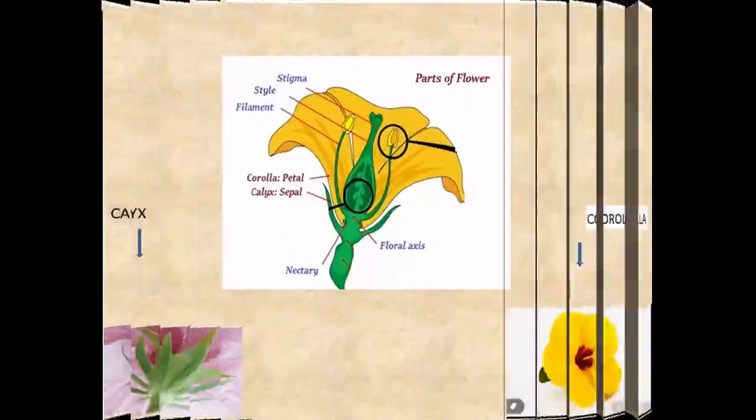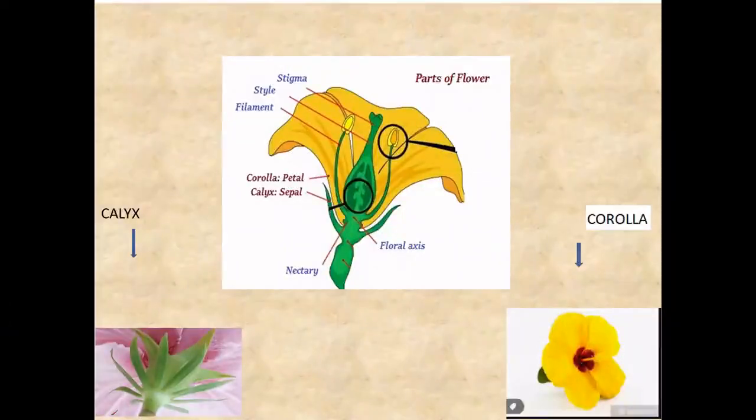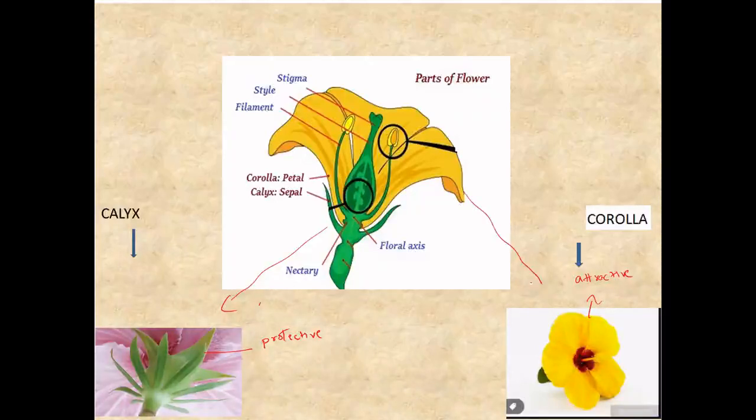See, this is the calyx, the green ones, which are protective in nature, forming this part of it, and the corolla, the attractive, colorful part of the plant, this one. These two, the calyx and corolla, are not involved in the mechanism of reproduction. So we call these two the accessory part.